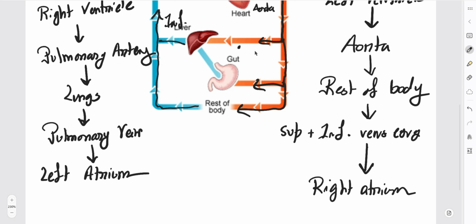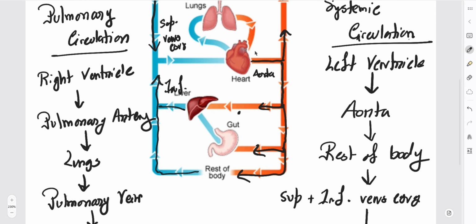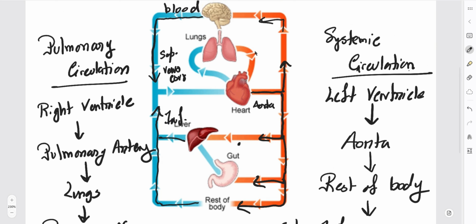And again, what happens from there? From the right atrium, it will go to the right ventricle, and then the pulmonary circulation would repeat: the pulmonary artery, lungs, pulmonary vein, and left atrium. Then again, the systemic circulation would repeat from the left ventricle. So this is how our circulation works. So we rely on double circulation.